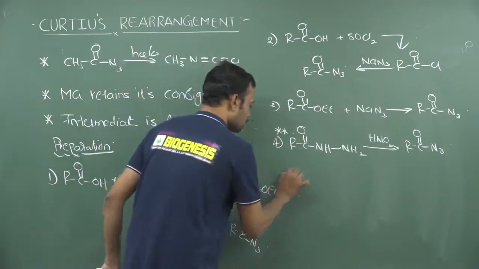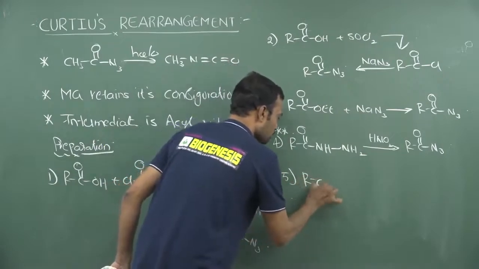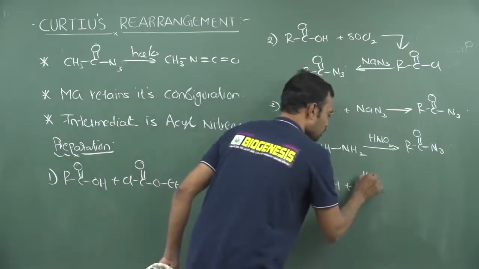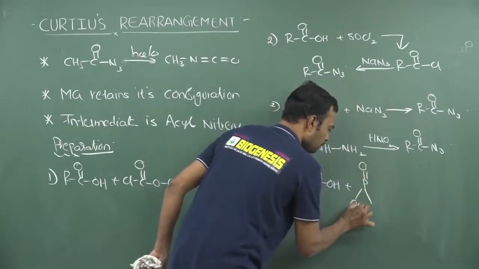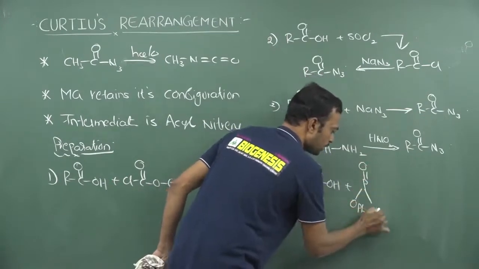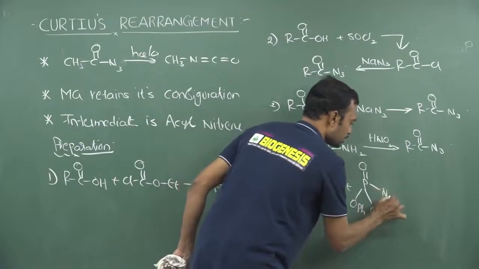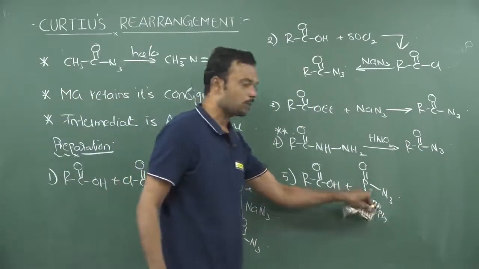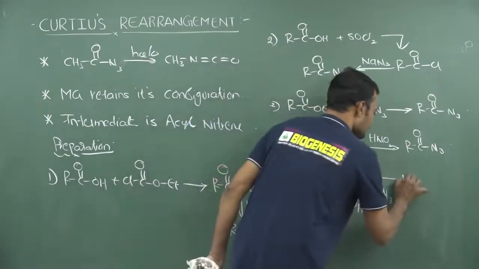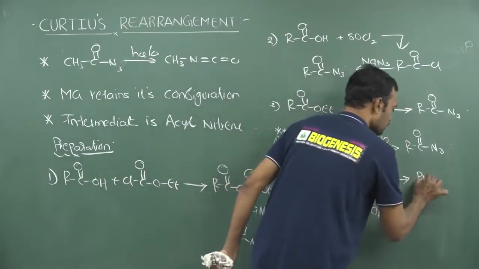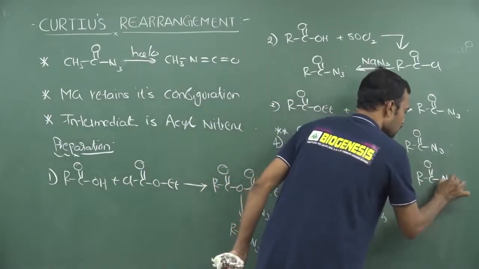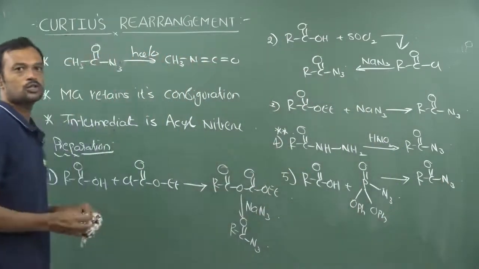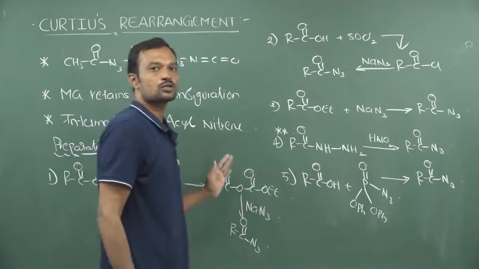Next, we can also take a carboxylic acid. This carboxylic acid reacts with diphenyl phosphoryl azide. Here PH means phenyl, here also PH means phenyl, and this is N3. This particular reagent is used to convert the carboxylic acid into the corresponding acyl azide. These are all the possible preparations on which you can observe variable competitive questions in your examination.